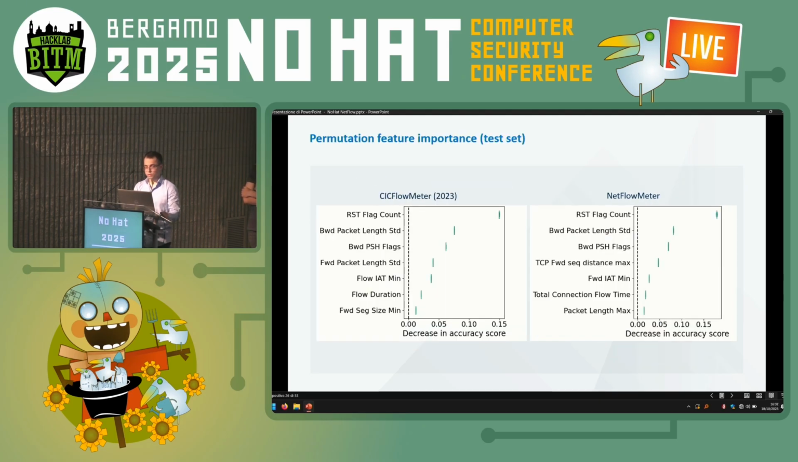And of course, you can compute the importance of the features using a method like, for example, the permutation feature importance method. And you can see that the three most important features in both cases are the same. And it's weird that the first and the third one are related to TCP flags, in particular the reset and the push flags.